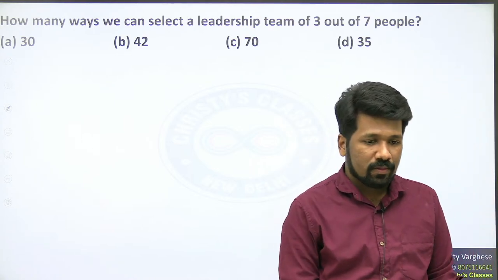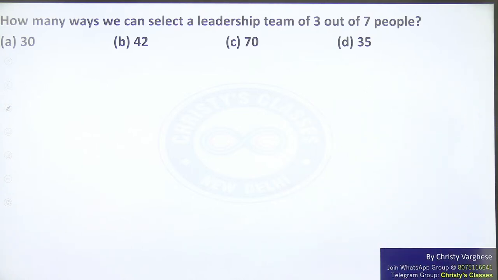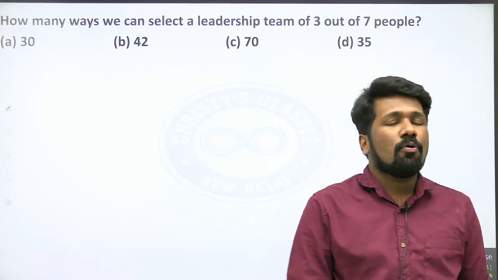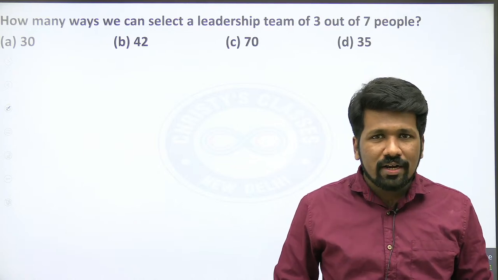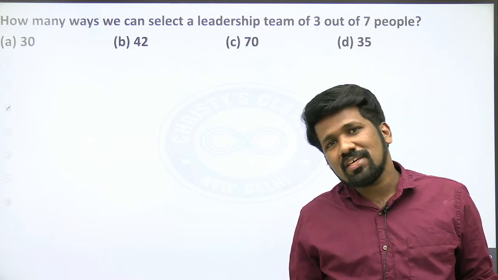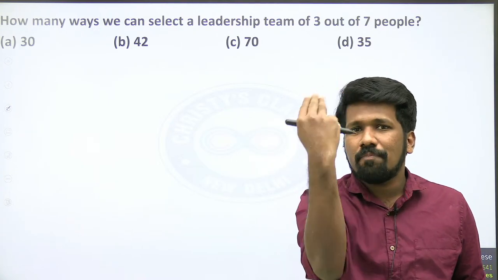Don't worry. Very good. Some of you already got it right. Wonderful. How many ways can we select a leadership team? The three people in the team have no specific roles. That means their order does not matter here. That means A, B, C, B, C, A, C, A, B, all are the same. That is all one team of three people.